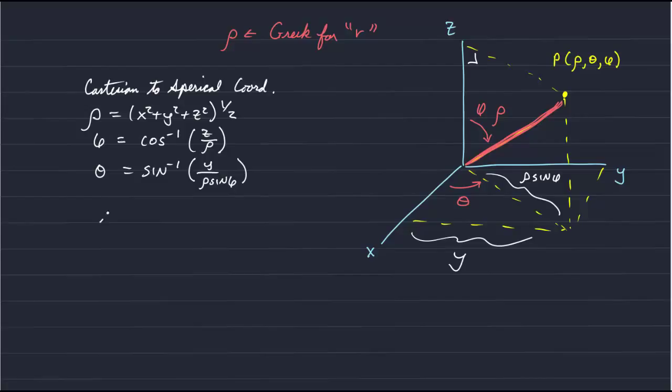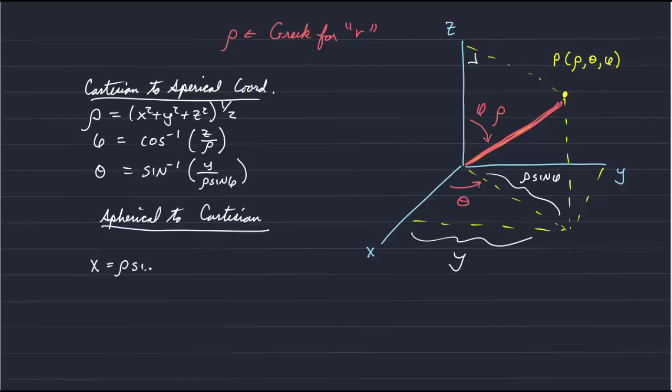And then going from spherical to Cartesian, the relationships are that x is equal to rho sine phi cosine theta, y is equal to rho sine phi sine theta, and then z is equal to rho cosine phi.